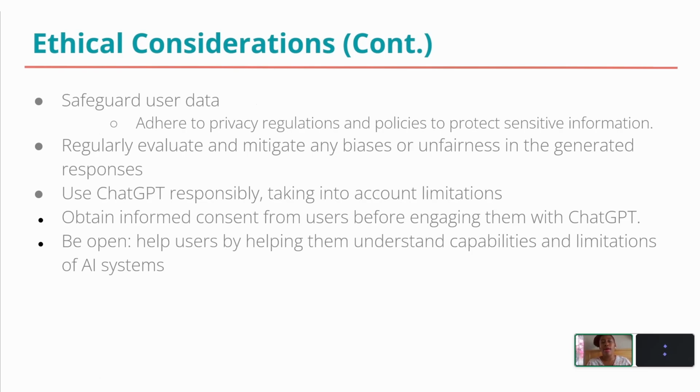And you must regularly evaluate and mitigate any biases in the responses, again, by just checking what the responses are. And you must always keep in mind yourself that ChatGPT is limited and can make a lot of mistakes, so you also use it responsibly. And if you have an app that uses ChatGPT, just make sure that the users are informed that it's using ChatGPT, and be open with them so that they understand the capabilities as well as the limitations, so that they don't come and blame you for classifying their image as a monkey. They must just understand that AI is limited. It's not magic.